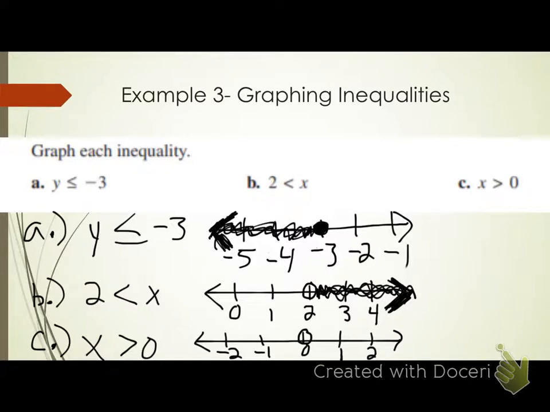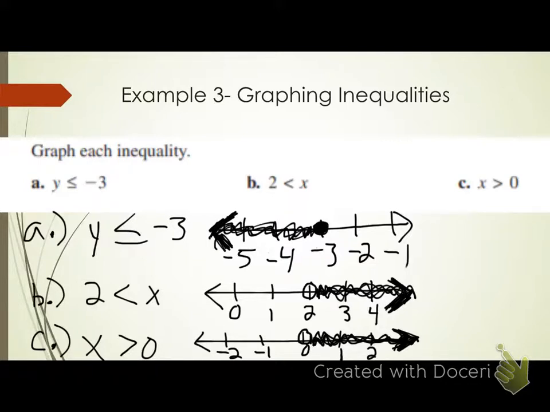Okay, it says x is greater than 0. Numbers that are greater than 0, is that to the right or to the left of 0? Right. So I need to shade to the right. We all understanding how to graph here? So there's my graph of x is greater than 0.